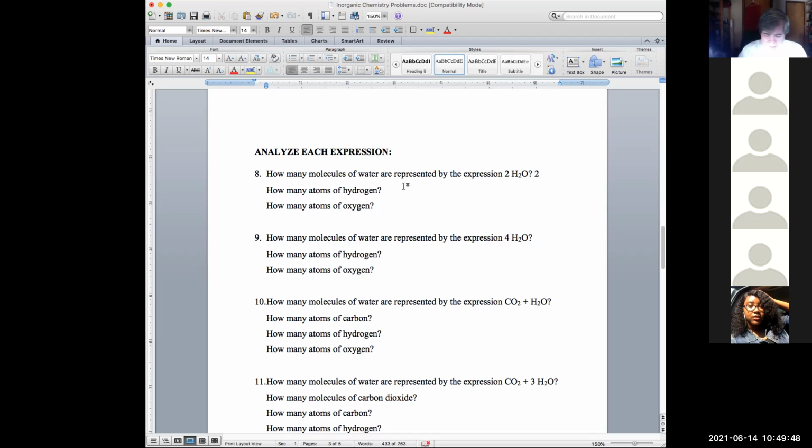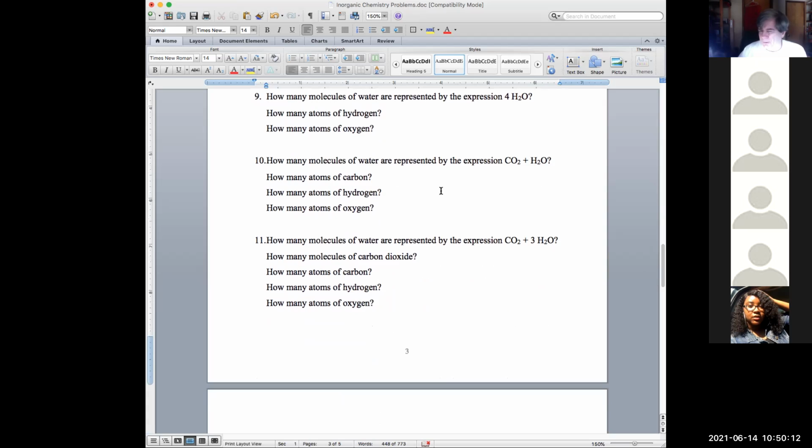How many atoms of hydrogen? Well, the key is here. We have 2 molecules of water. They each have 2 hydrogens. So there's actually a total of 4. How many atoms of oxygen? Just 2.